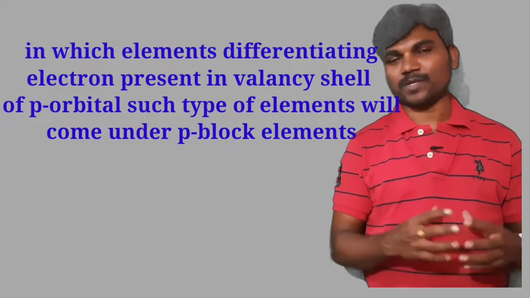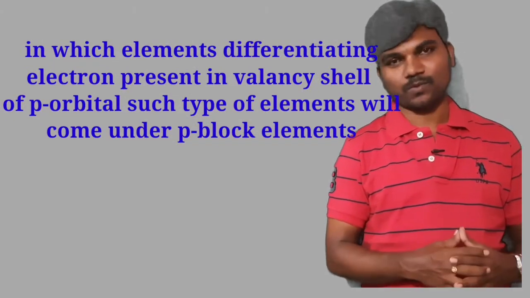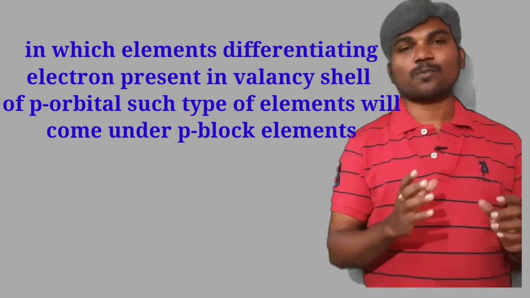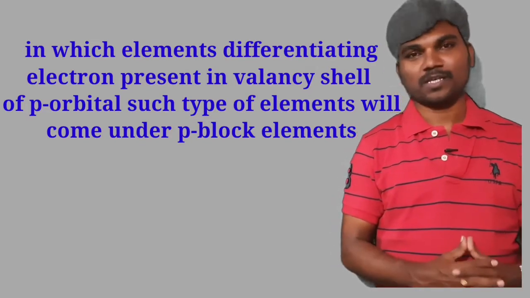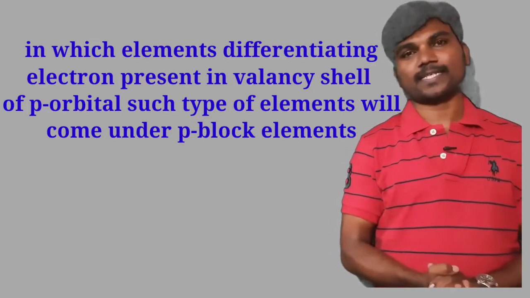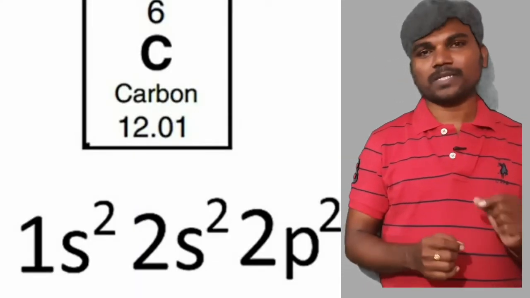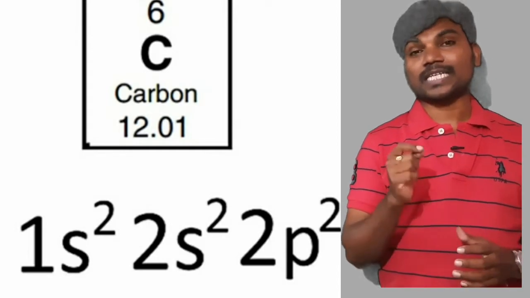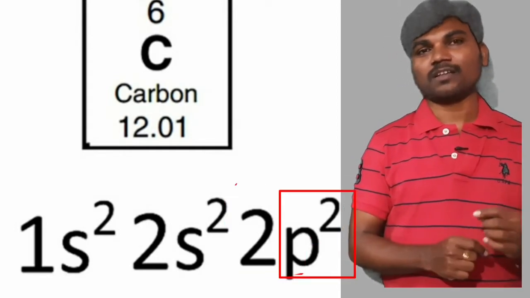So now, after d-block elements, those elements in which the differentiating electron enters into the p valency shell will come under p-block elements. Just to take carbon as an example here, carbon's electronic configuration is 1s2, 2s2 and 2p2. Just observe in the carbon electronic configuration, the sixth electron is present in the valency shell.